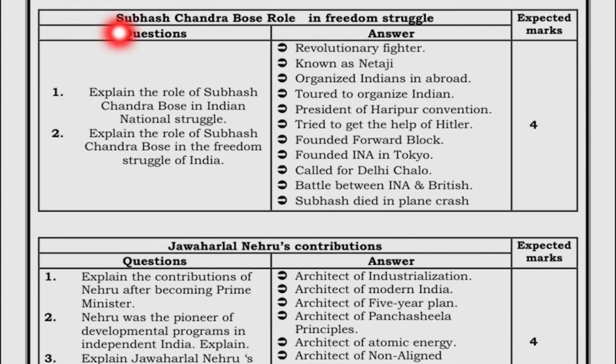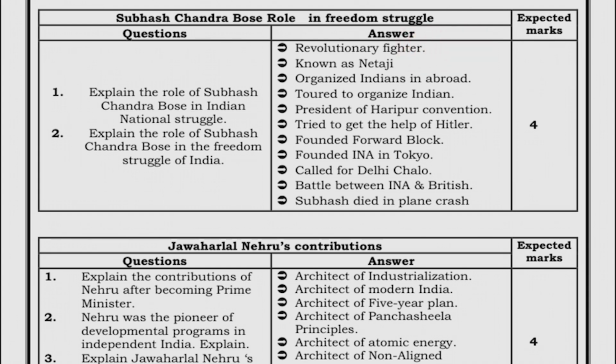Now, the theme is based on Subhash Chandra Bose's role in freedom struggle. We can expect that for 4 marks. What are the questions based on this theme? Explain the role of Subhash Chandra Bose in Indian national struggle or in the freedom struggle of India.